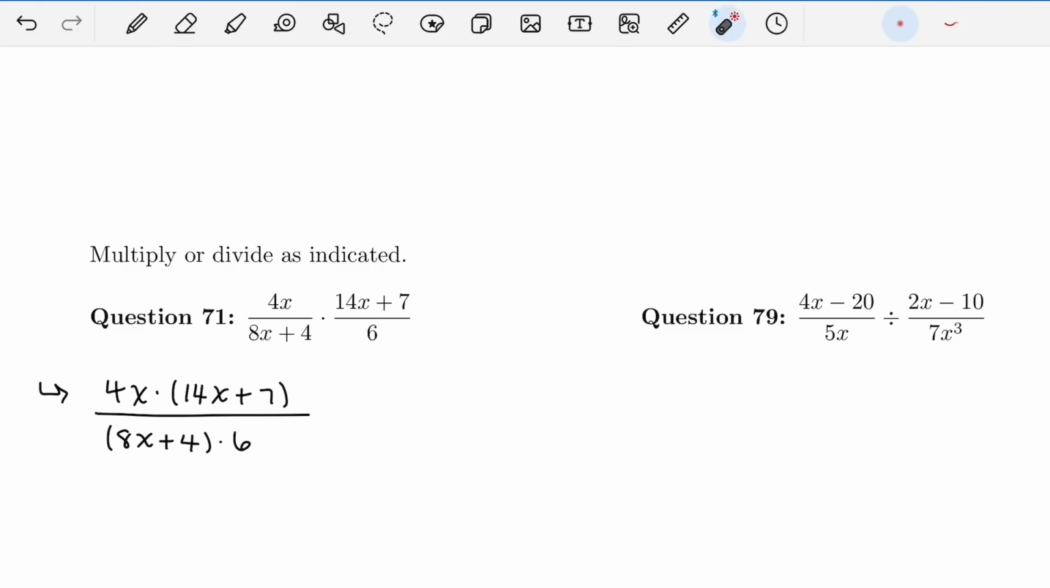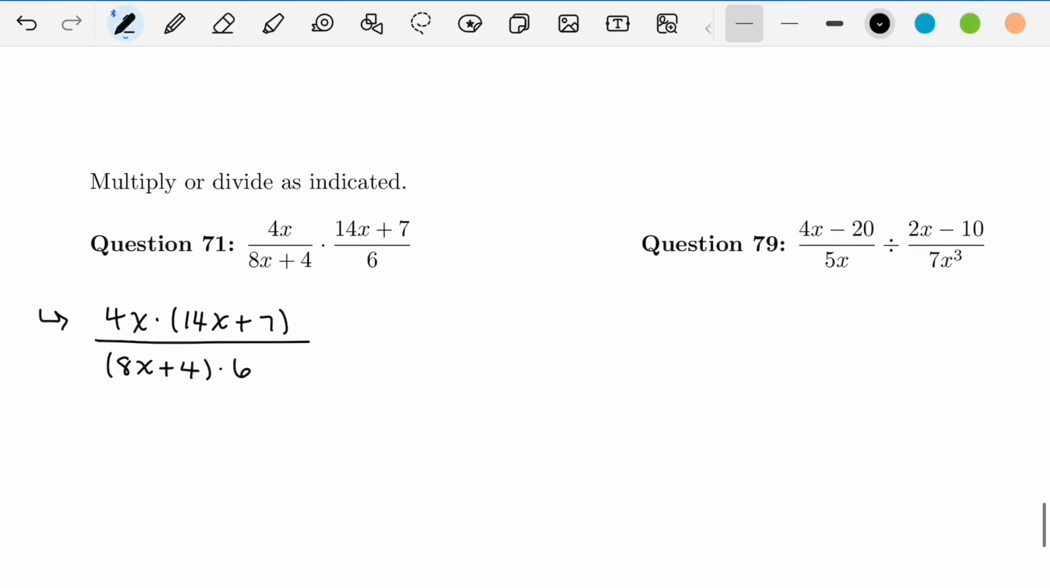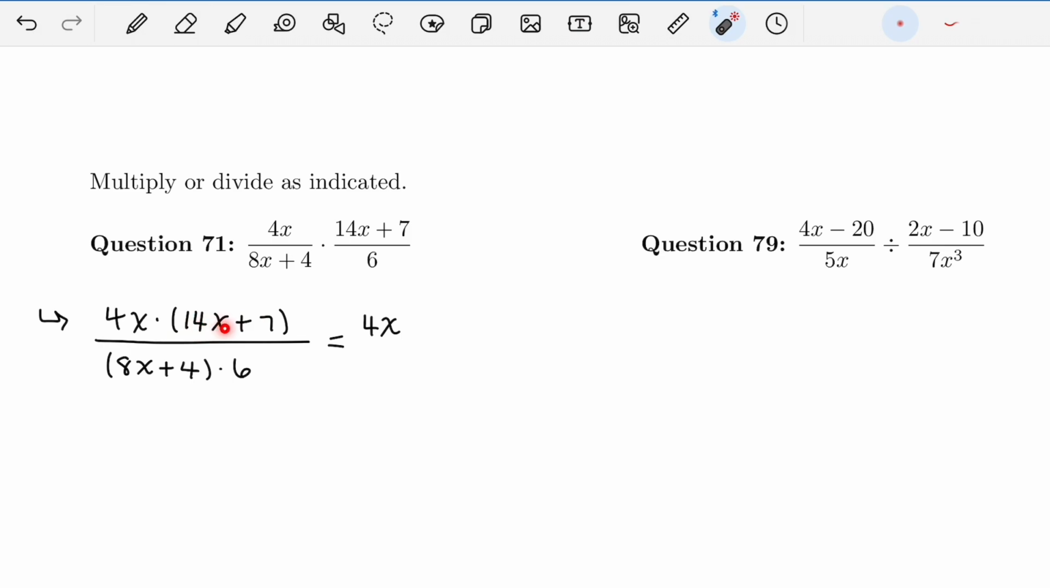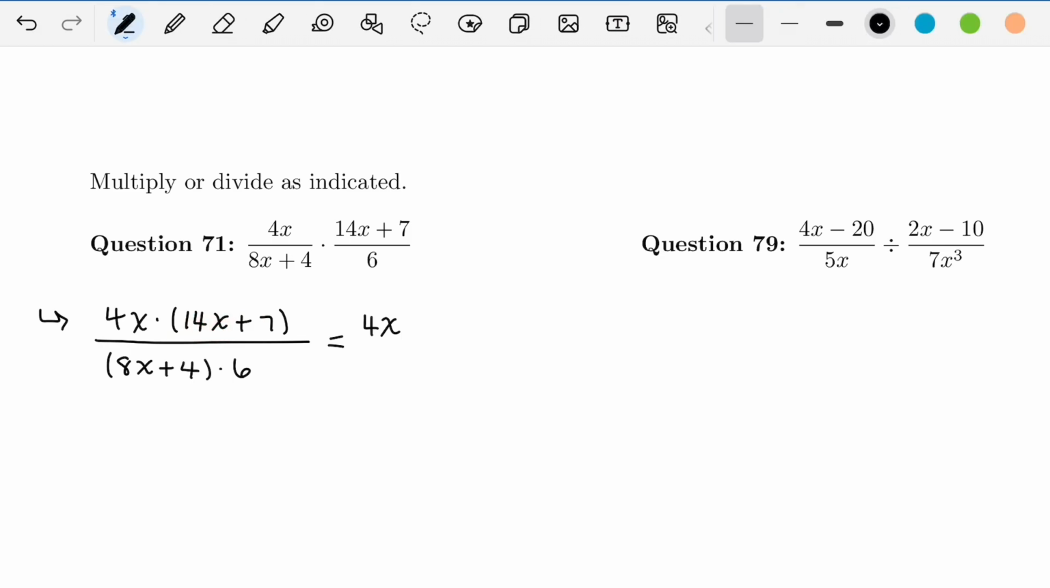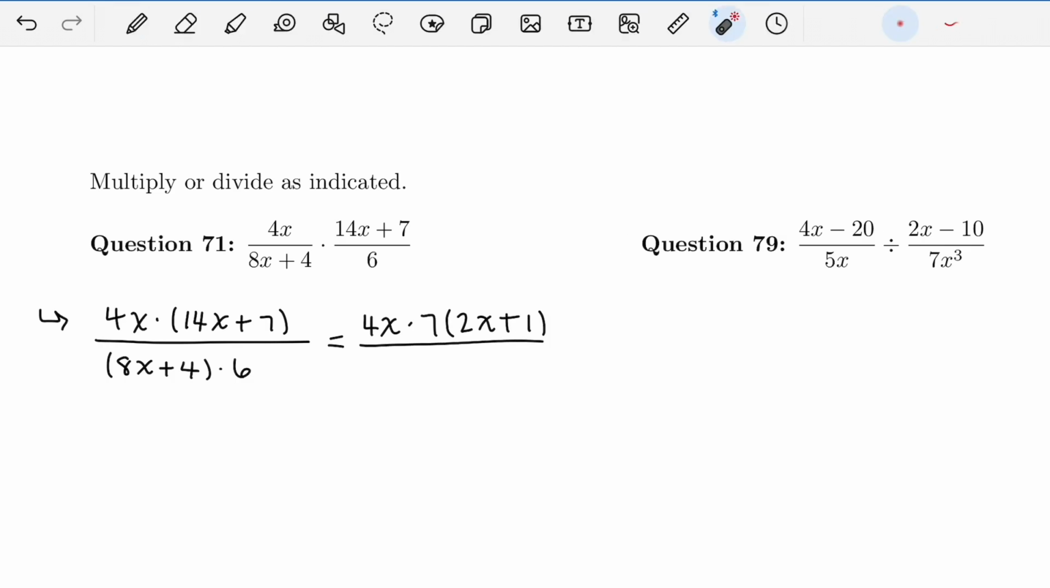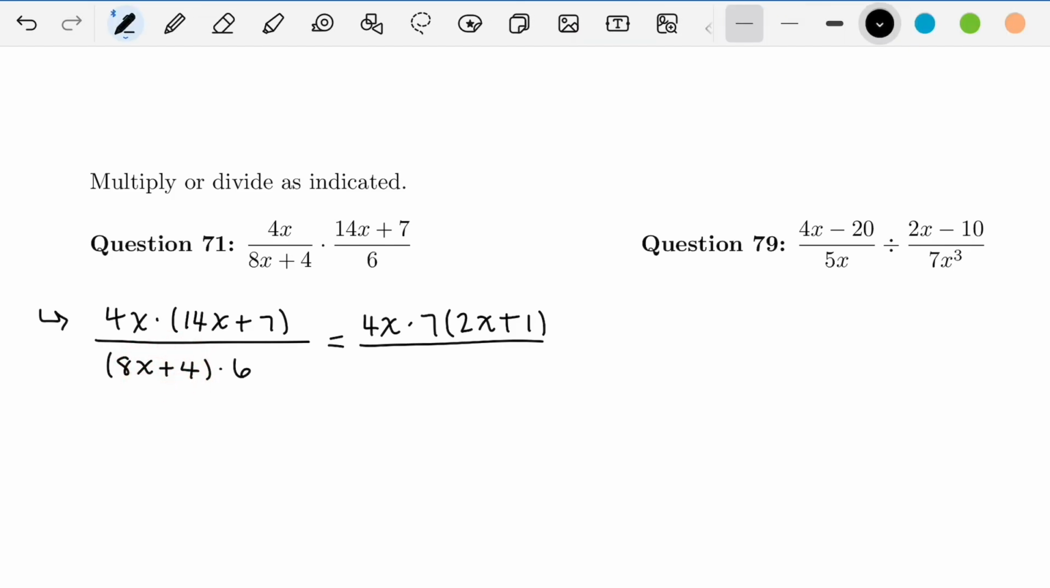Now what we could do here is distribute this 4x to both terms here and this 6 to both terms here, and then try to combine and simplify. But like I said, it's going to make our lives a little bit easier if we first try to factor these guys. So notice, if I leave this 4x out here, both terms in my parentheses share a common factor of 7. If I pull that out, I'd be left with 2x plus 1. And in the denominator, the two terms in the parentheses share a common factor of 4. So let's pull that out also. We're going to be left with 2x plus 1 times 6.